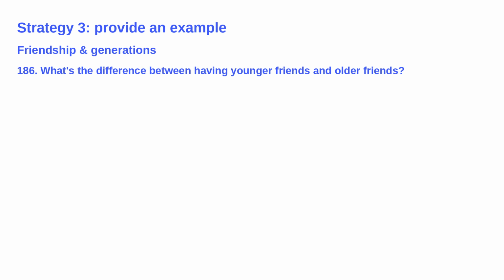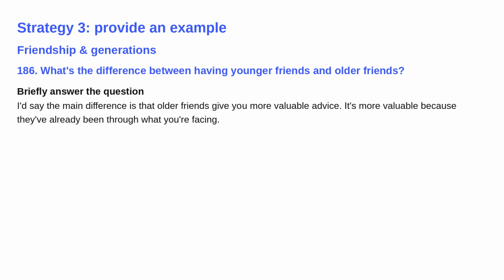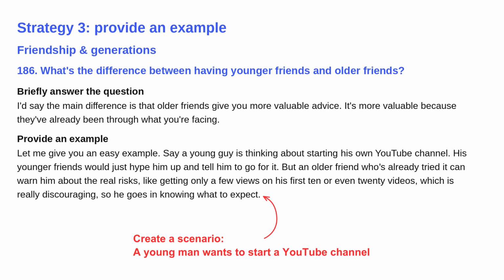What's the difference between having younger friends and older friends? I'd say the main difference is that older friends give you more valuable advice. It's more valuable because they've already been through what you're facing. Let me give you an easy example. Say a young guy is thinking about starting his own YouTube channel. His younger friends would just hype him up and tell him to go for it. But an older friend who's already tried it can warn him about the real risks, like getting only a few views on his first 10 or even 20 videos, which is really discouraging, so he goes in knowing what to expect.